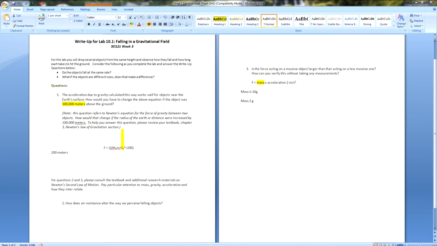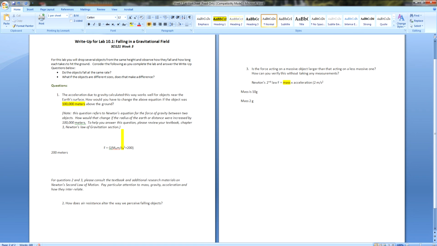Finally, on the third question, is the force acting on a massive object larger than that acting on a less massive object? And how can you verify this without taking measurements? And I've written down here for you Newton's second law. Newton's second law simply states that force is equal to mass times acceleration.